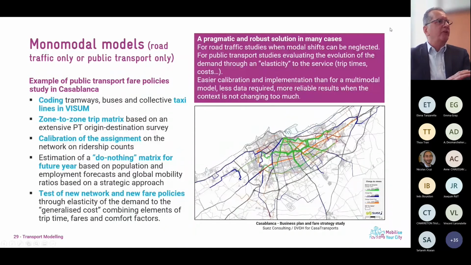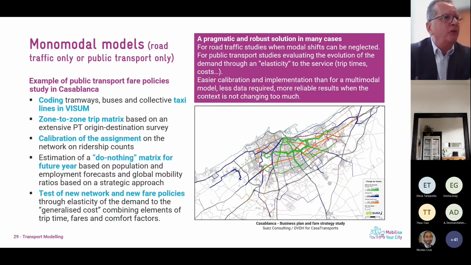Then other kinds of models will not usually be based on a specialized software, but are focused on one mode only, road traffic only or public transport only. And it's a good method, actually, for many cases, a pragmatic and robust solution. For example, for road traffic studies, when modal shifts can be neglected, or for public transport studies, when you can evaluate the evolution of the demand through elasticity ratios.